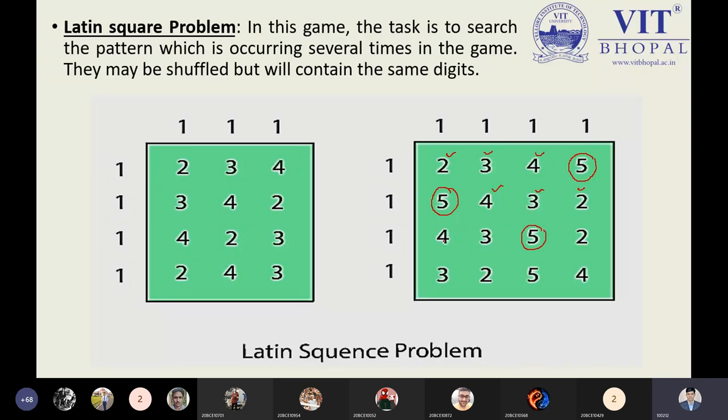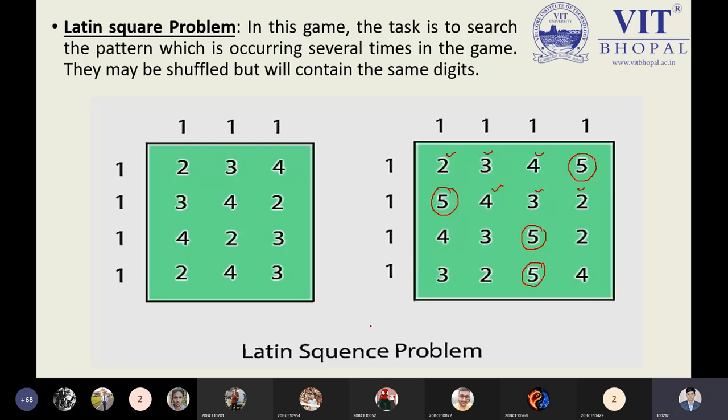Sequence has changed. What was the previous sequence? 4, 2, 3. But here I am getting 4, 3, 5, 2. Okay. And here again, the 5 is also added over here. But what I am getting is the same set, just after shuffling. So that is the point.